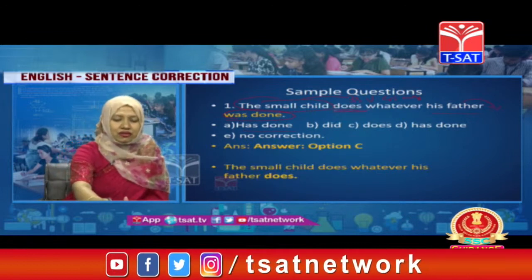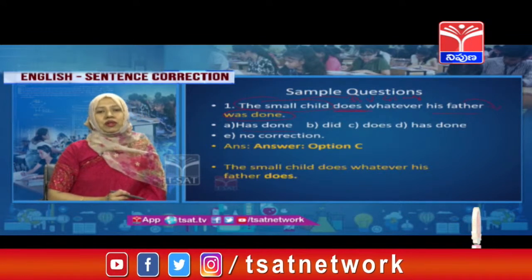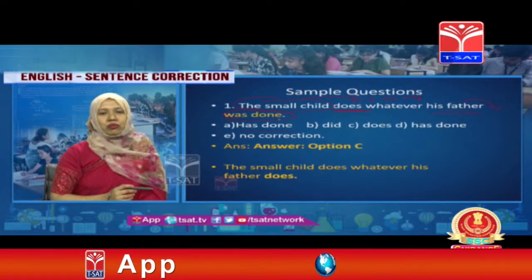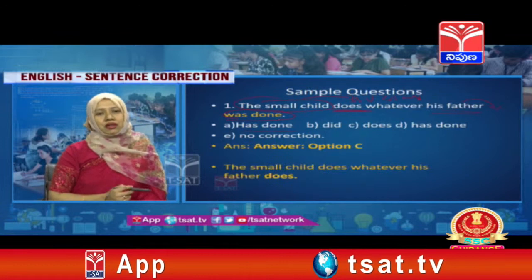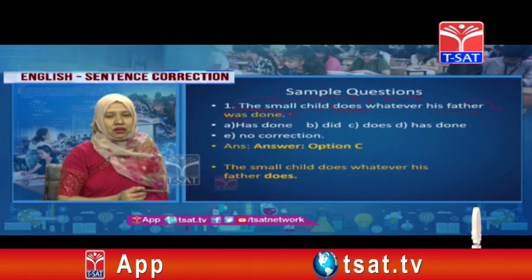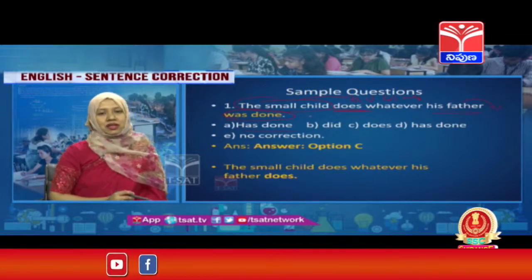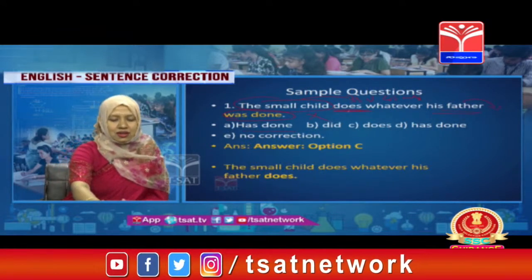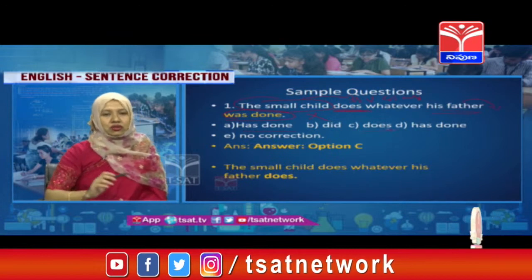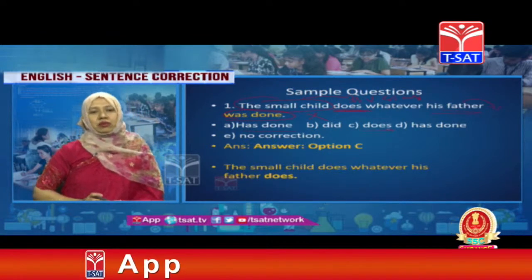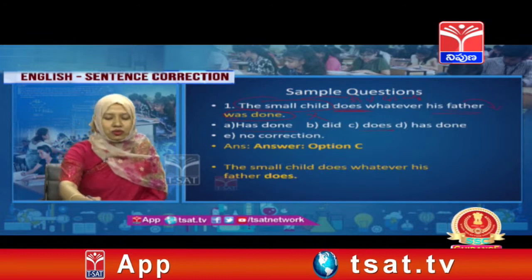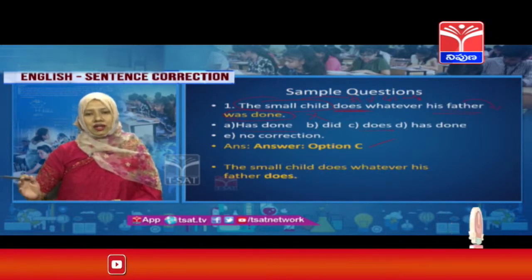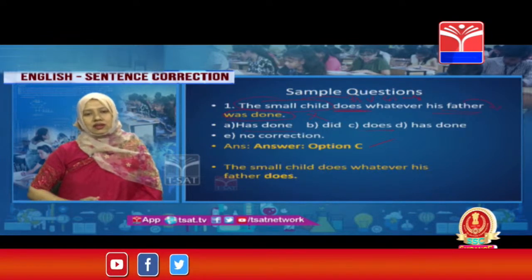The sentence is in which tense? It is in simple present tense. So, the other part also should be in simple present. It should not be was done. Here was done, past participle is given. This is wrong. If the sentence is in simple present, the next verb also will be in simple present tense. So, here the correct option is option C, does. The small child does whatever his father does.